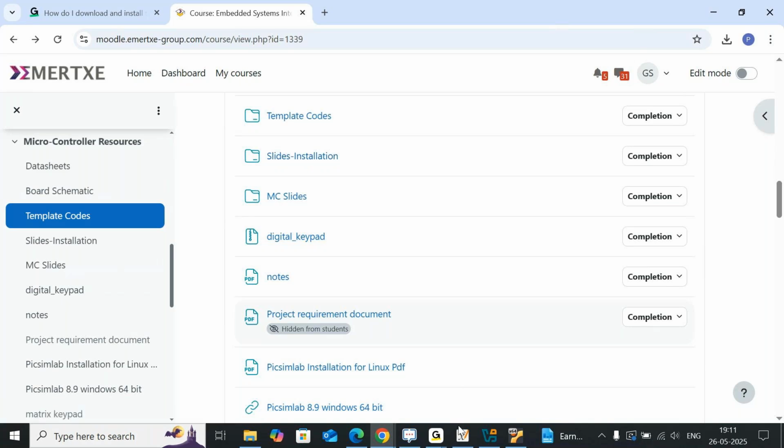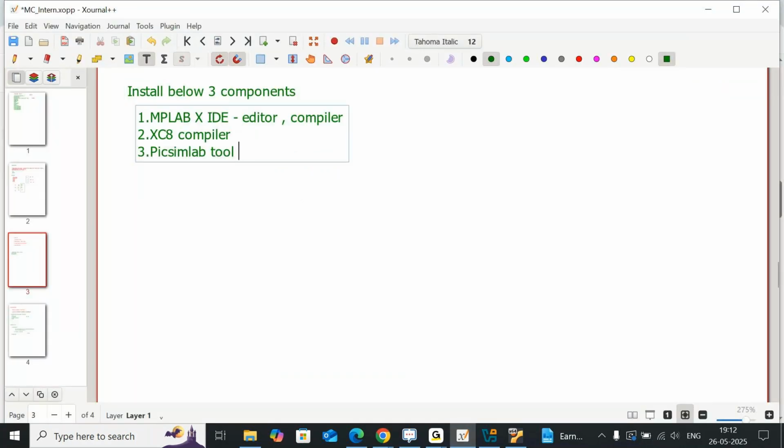PICSimLab, you can install version 8.9, or 8.11 also you can install. I think that is the advanced version. You install 8.9, this is a stable version. Any version 8.9.